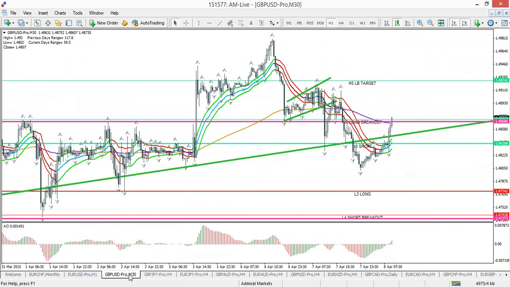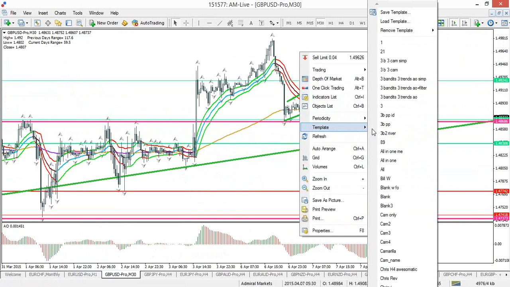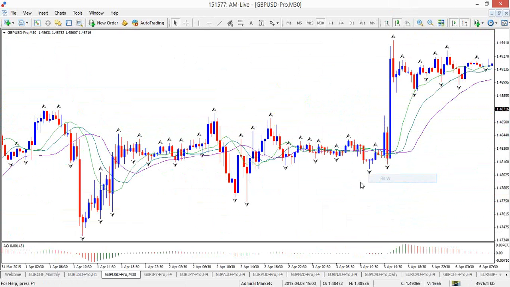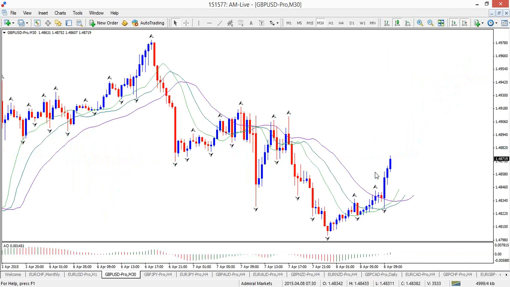So let's take a look at pound dollar. The pound dollar is not going to have better moving averages. So after this, we're going to take a look at a whole multitude of moving averages and see which one is better lined up.